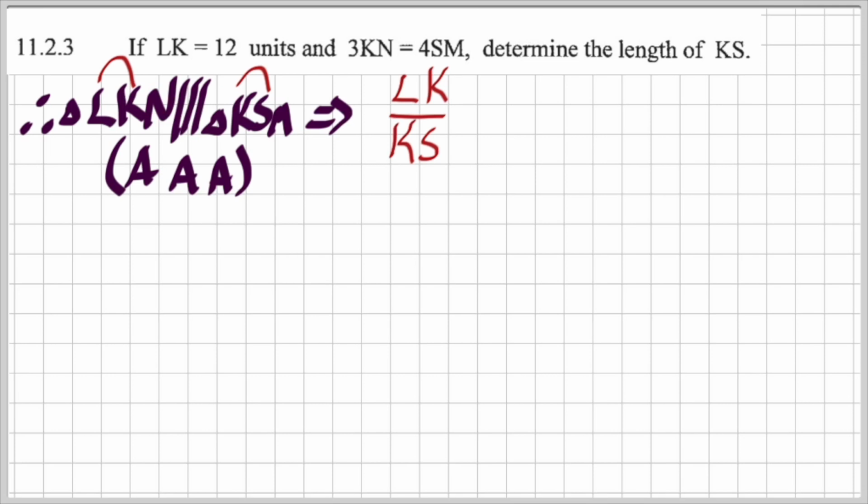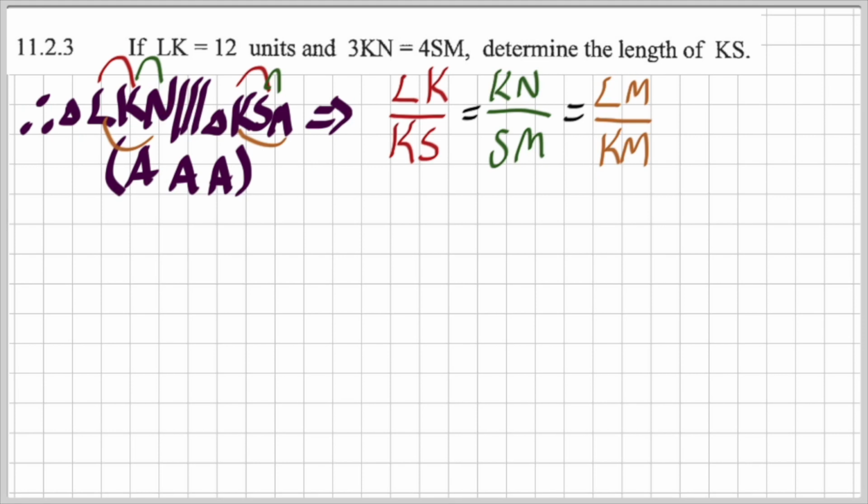First of all, LK and KS, because they're first and second, that must be equal to KN and SM because they are second and third. And lastly, first and third, so LN and KM. Those three pairs of ratios must be the same because the triangles are similar. Which two of these am I going to use? Well, let's look at the information.